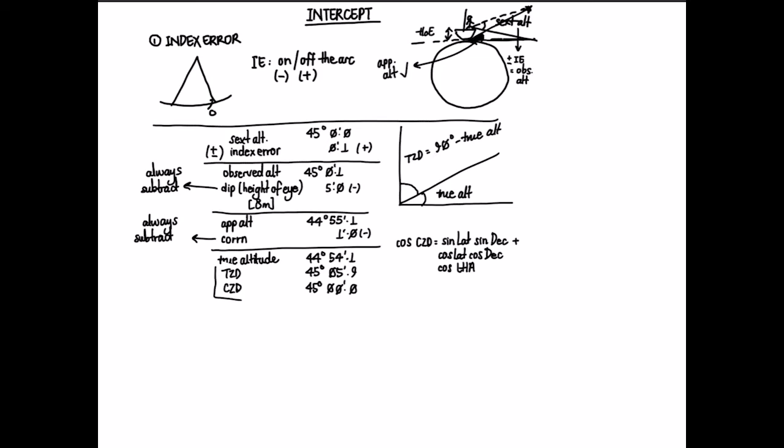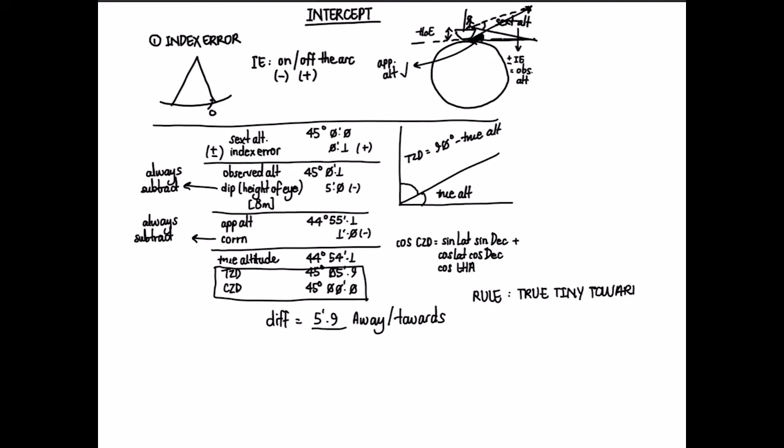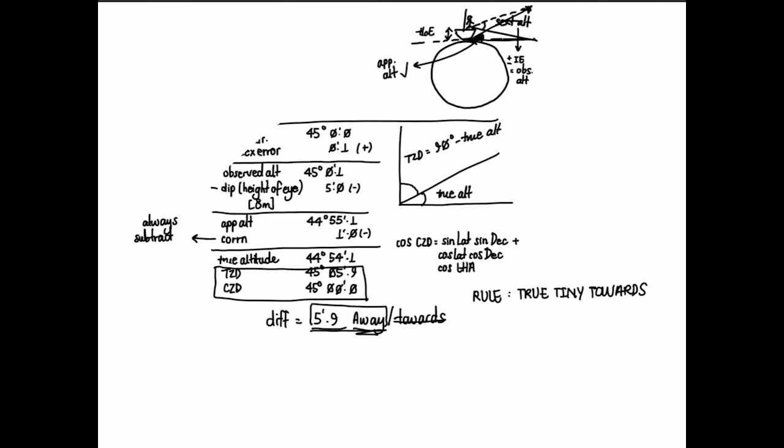The difference between the true zenith distance and calculated zenith distance then gives us the intercept, which can be away or towards the azimuth of the star, depending on whether TZD or CZD is greater. Using the rule "true away", this gives us an intercept of 5.9 miles away.